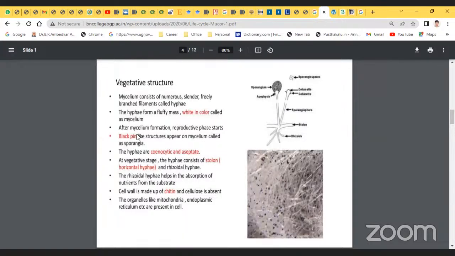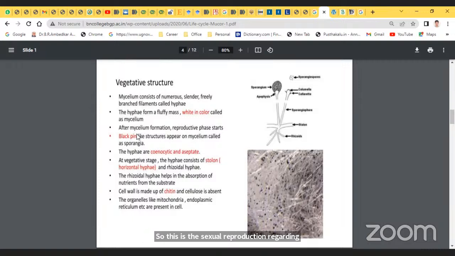The mycelium consists of numerous hyphae. Let me repeat, because it is very important, both in theory and in practical. When you take the fungus material and observe it under the microscope, find these characters as vegetative structure. Some zygospores are in permanent slides. Put a slide under the microscope, observe it, and identify: this is the zygospore, which belongs to Mucor. This is the sexual reproduction, the formation of zygospores.